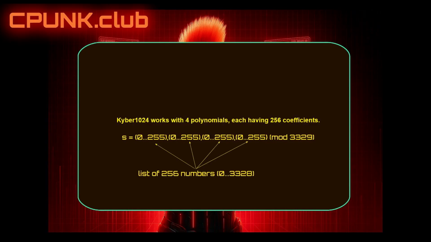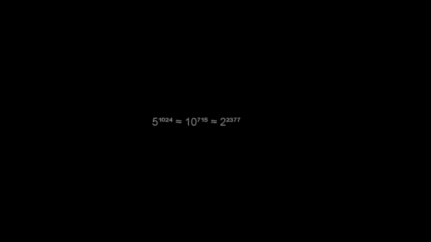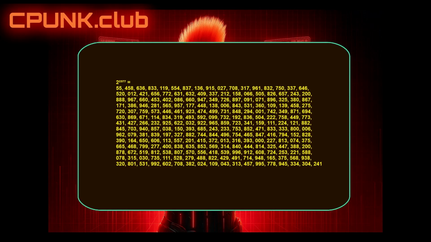Each coefficient is a number modulo 3329, and noise values are taken from 5 possibilities: -2, -1, 0, +1, +2. The total number of possible secret vectors is 5 raised to the power of 1024, which equals 2 raised to the power 2077 possible locations. Think that's another big number? Wrong. It's a number where you have 716 digits. I'll show you. Boom. This is how many combinations you have.